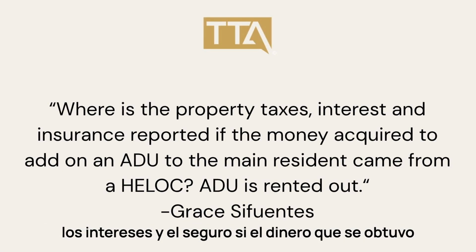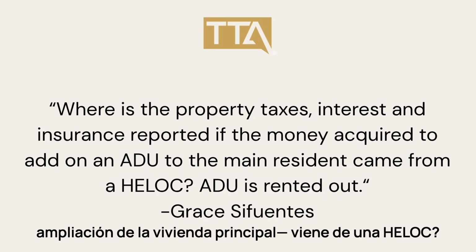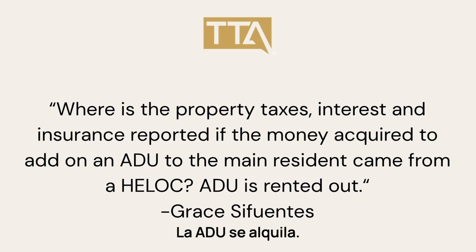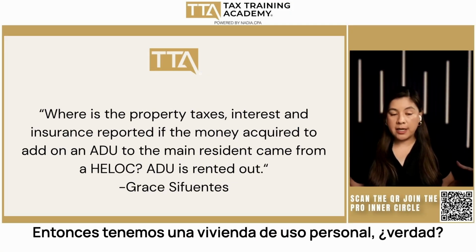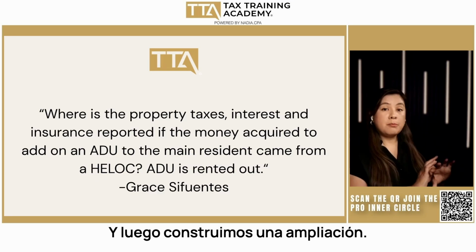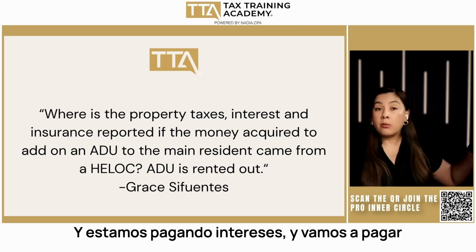Where are the property taxes, the interest, and the insurance reported if the money acquired to add an ADU, so it's an addition, right? In addition to the main residence, comes from a HELOC. The ADU is rented out. Oh, okay, okay. So we have a personal property residence, right? And then we have an addition built out. And that addition, we got a loan, right?